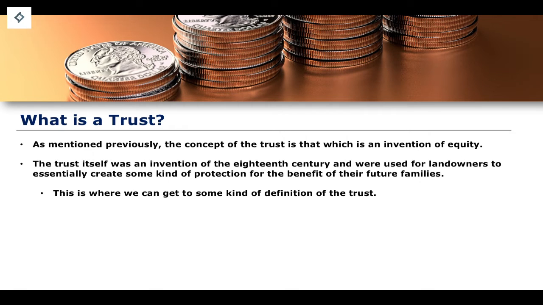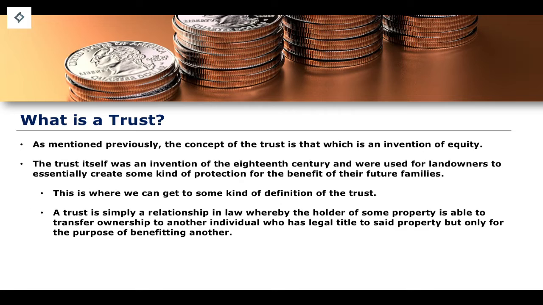Now, a trust is essentially a relationship in law whereby the holder or the owner of some property will be able to transfer the legal title, transfer that ownership, to another individual, but not in the sense that they are transferring it because they want to give it to them as a gift, but for that individual to hold said property for the purpose of benefiting a third party, another individual. And that's what a trust is. You're holding property on trust for the benefit of some individual, okay?